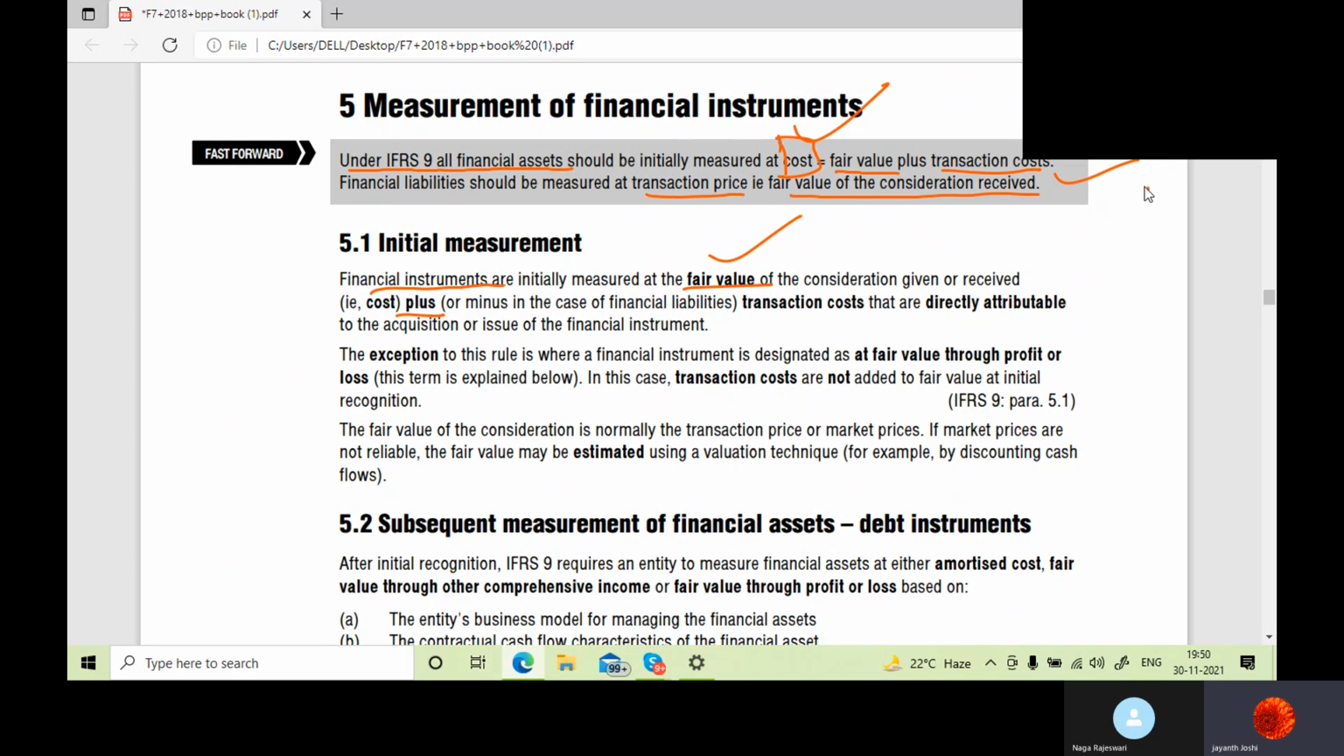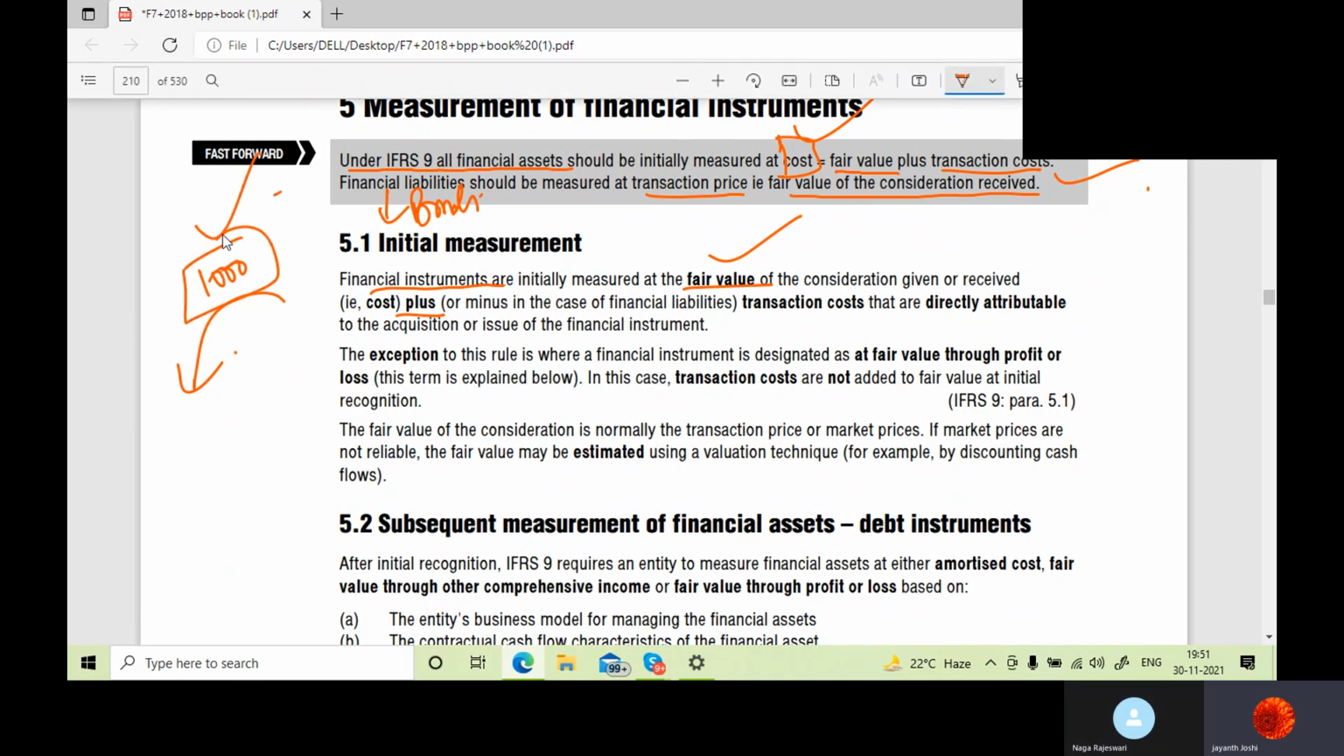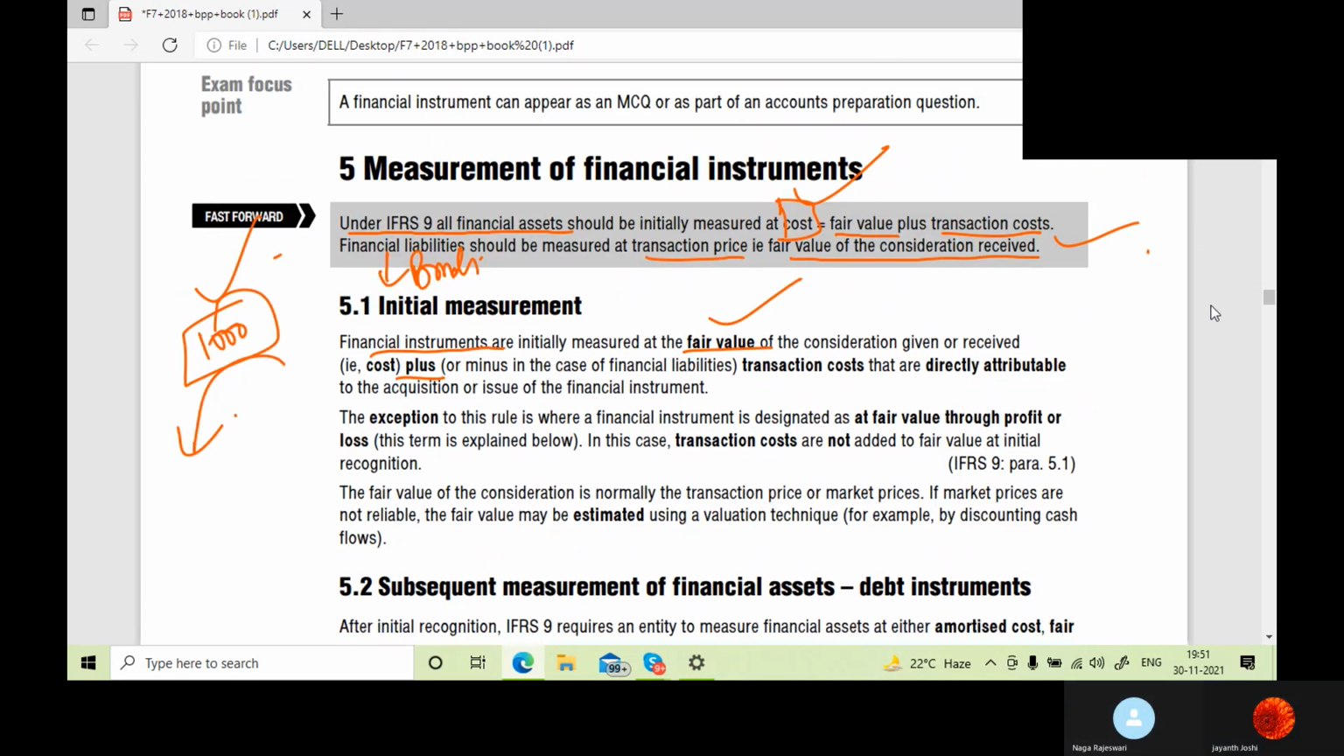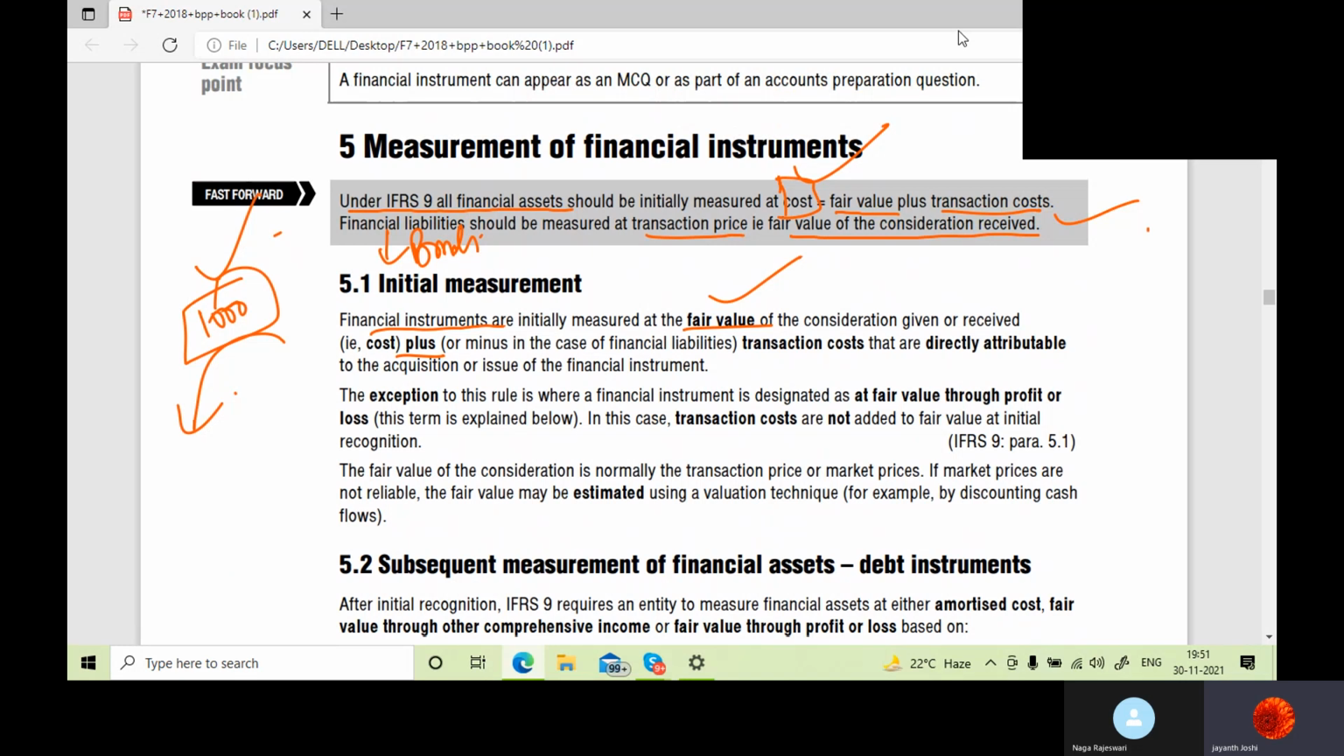The price at which you are issuing your bonds. Financial liabilities, I'm speaking about bonds, should always be measured at transaction price. That is how much you're borrowing from them and giving them the bonds at some value. That means you're agreeing to make them payment of some $1,000, something like that. But this is your redemption value. This is not the one we are speaking about. We are speaking about the price at which you have sold them the bond. Fair value. That is the market value as on that day.